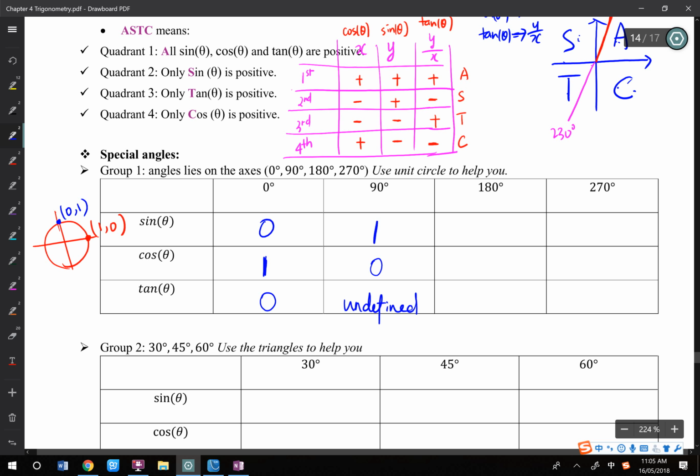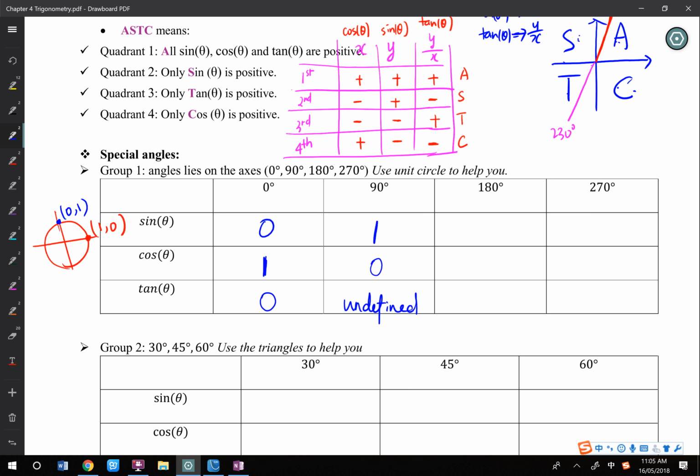I see over half of the class wrote a 0 here. It's not a 0, right? 1 divided by 0 is undefined. You can't have 0 as denominator. So what that means is tan 90 does not exist. Okay, we don't have tangent 90.